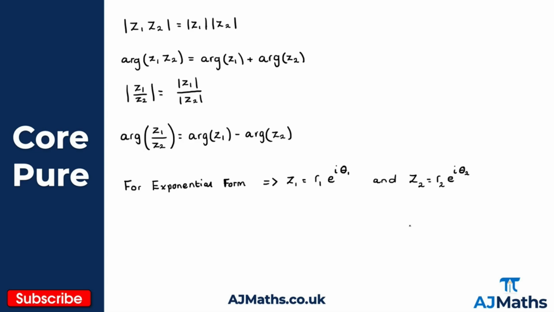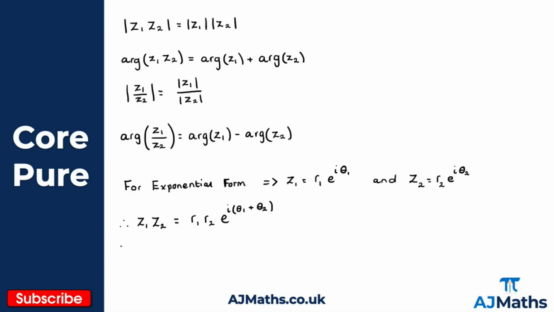Okay, so from here then, my product, so z1 z2, that's equal to r1 times r2. We get r1 times r2 there. Then we're going to get e to the power of i times theta 1 plus theta 2. So theta 1 plus theta 2 there. Okay, that's our first property there when working with exponential form.